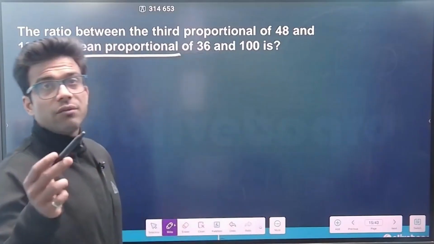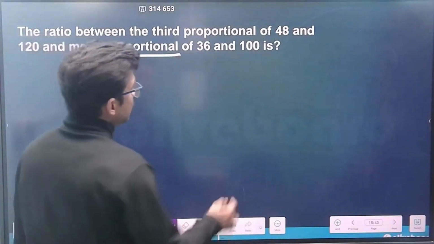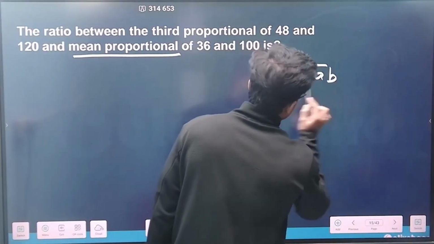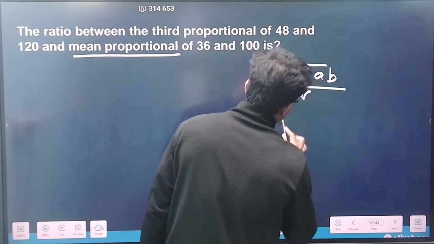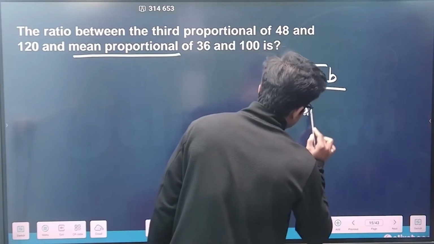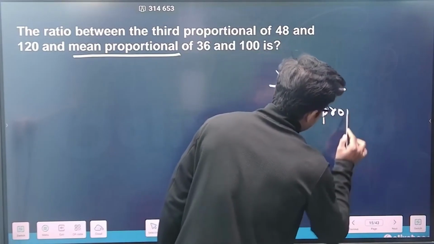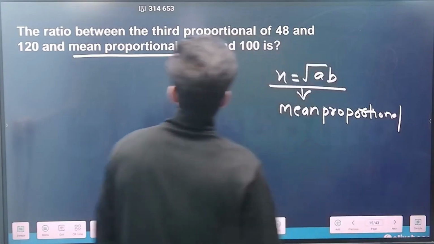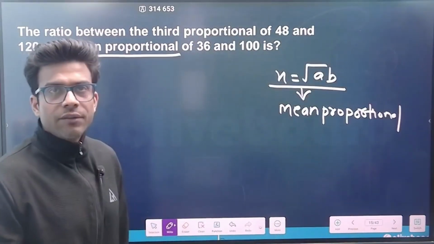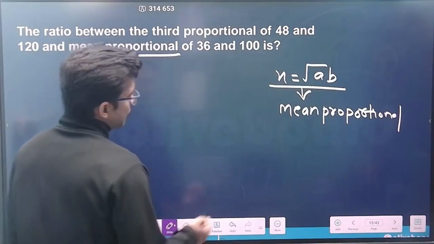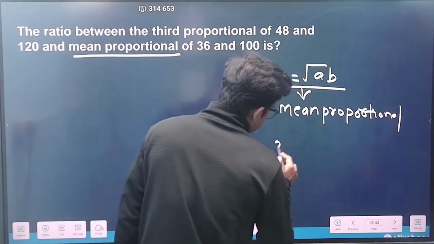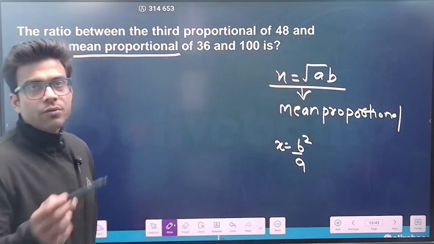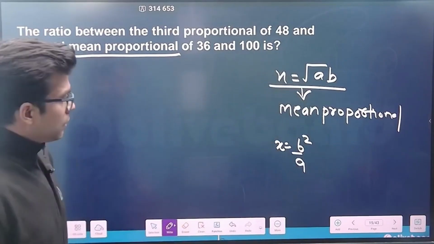I have made you solve this many times. The mean proportional is x equals the square root of a into b. As I have said, this is called a mean proportional. Correct. And what is the third proportional? If you remember, I have guided you. The third proportional is basically x equals b square by a.